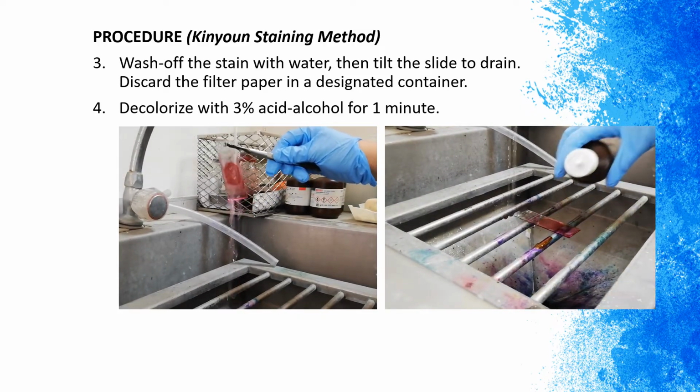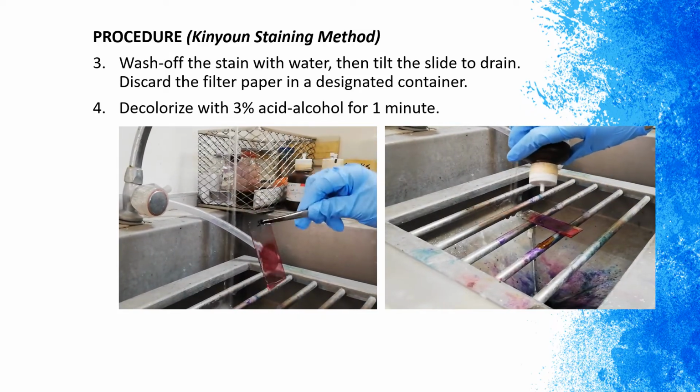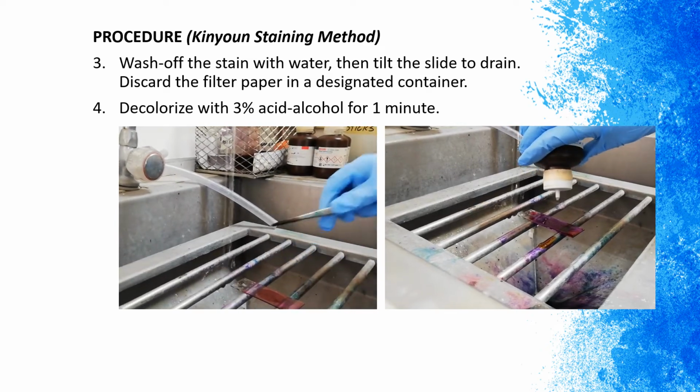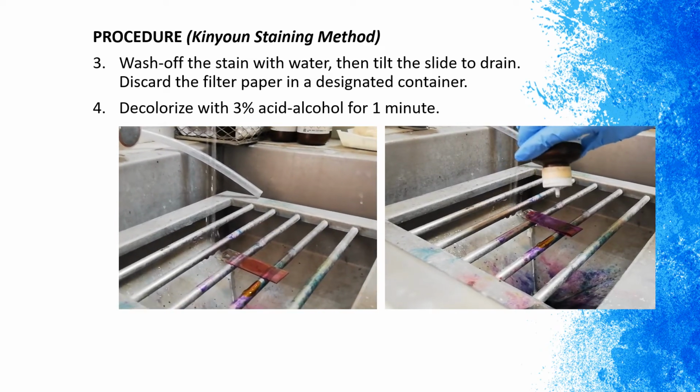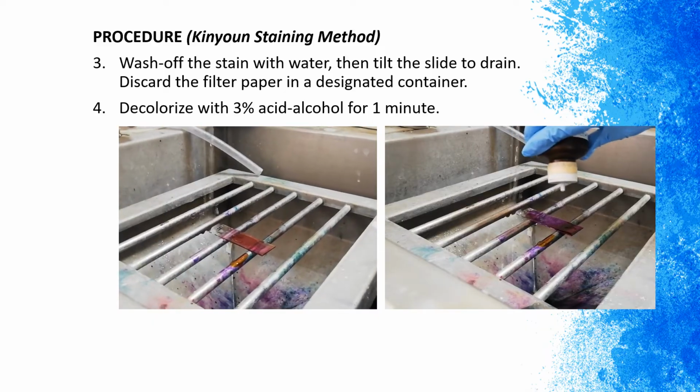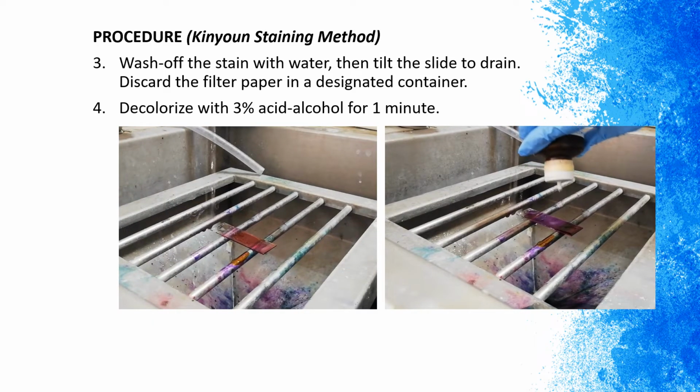So in gram staining, we have 95% alcohol that serves as our decolorizer, while in AFB staining method, we have 3% acid alcohol for decolorization.